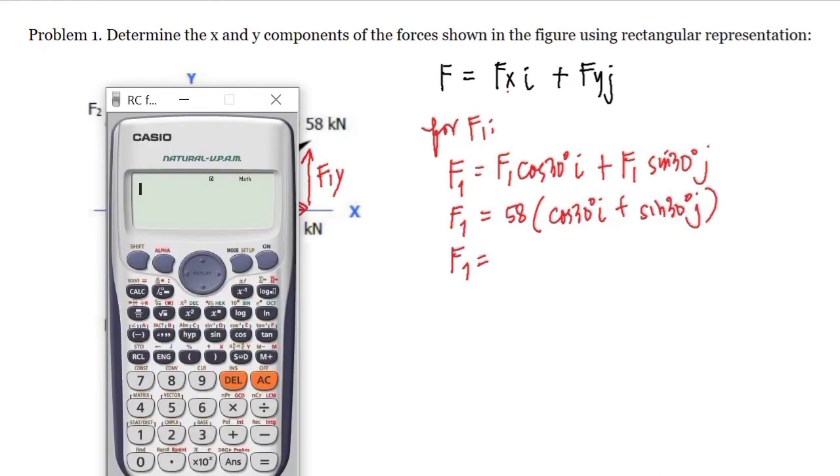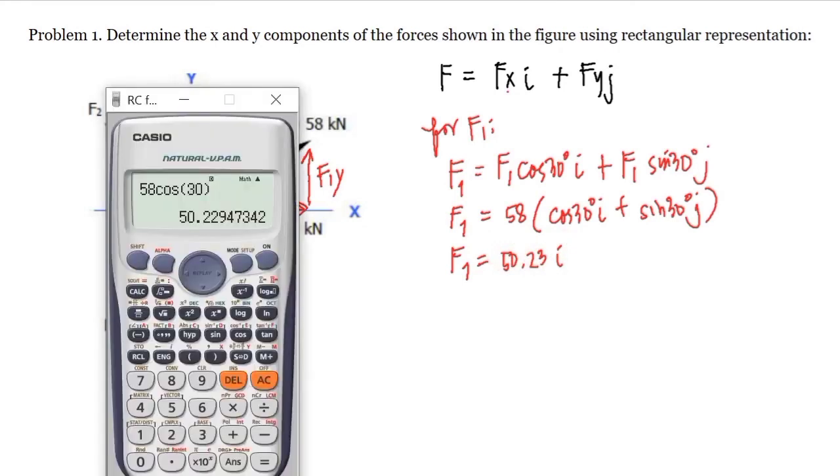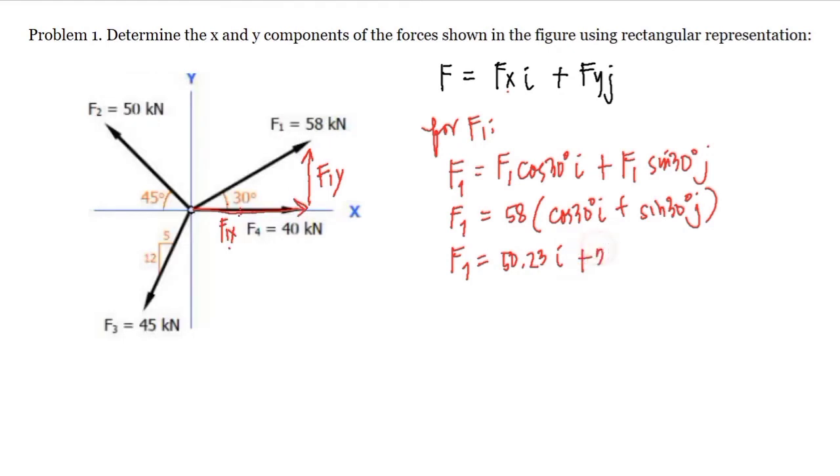So, computing for this, we have for the x component, that's 58 cosine of 30 degrees, and that is equal to 50.23. So we have here 50.23 i, and for the y component, we have 58 sine of 30, and that is equal to 29. So we have here plus 29 j.